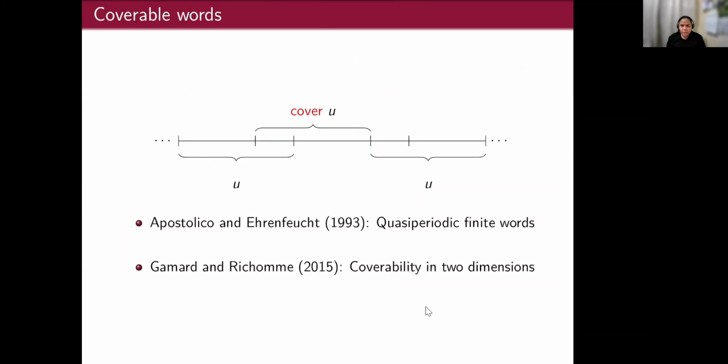In some literature, this property of words is termed quasi-periodicity, as first used by Apostolico and Ehrenfeucht in 1993 when they studied quasi-periodic finite words in the context of text algorithms. In our study, we used the terminology used by Gamard and Richomme in 2015.